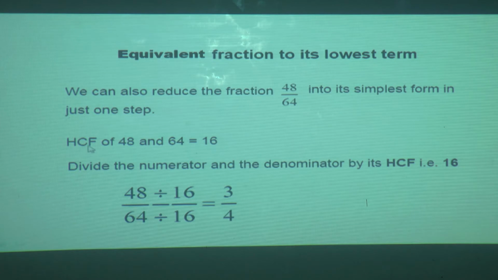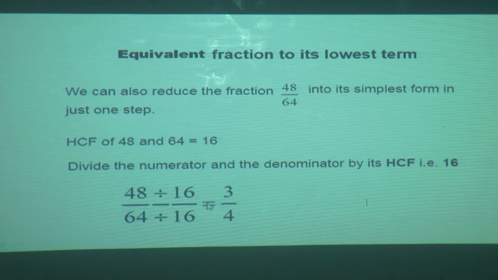What is the meaning of HCF? Now you know, because in the previous chapter we learned about HCF and LCM, so you know how to get the HCF of both. The HCF of 48 and 64 is 16. So you can directly divide by 16. 48 divided by 16 is equal to 3 and 64 divided by 16 is equal to 4. So the fraction we get is 3 upon 4.